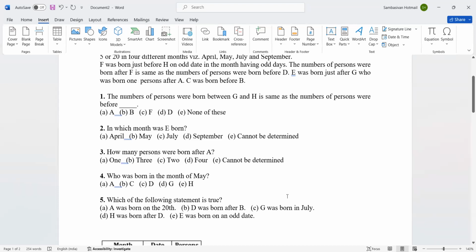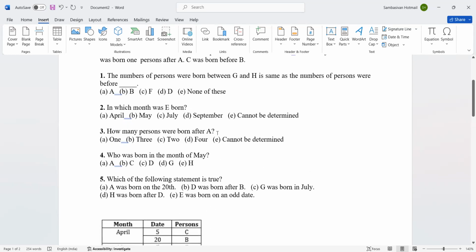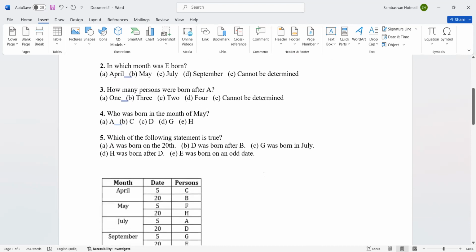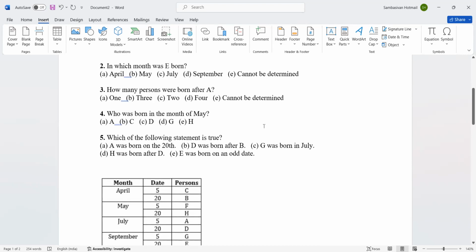In which month was E born? E was born in the month of September. How many persons were born after A? 1, 2, 3. That is, 3 is the answer. Who was born in the month of May? Out of these figures, either it should be F or H. F is not given, so H is the answer.